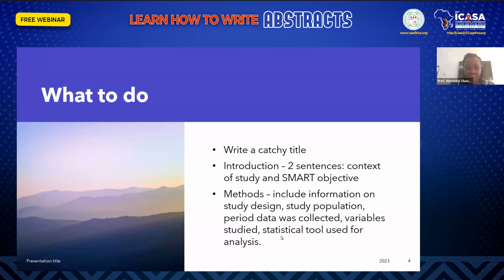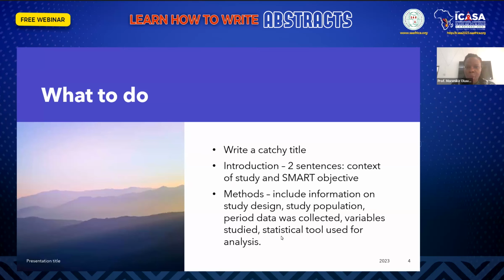Any conference will give you an outline of how it wants its abstract written. So a few would say background, others would say introduction. What is required in an introduction is just two sentences, with the first telling the context of the study, and the second is the objective. I spent time extensively explaining what a SMART objective is. If you did miss that session, please go to the ICASA website. You have the presentation there. You would see the slides as well as the recording.